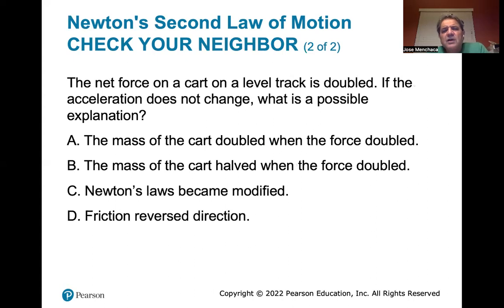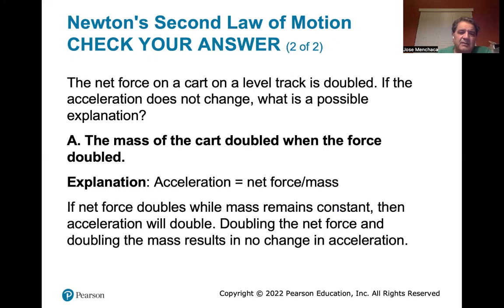Okay, the net force on the cart on a level track is doubled. If the acceleration does not change, what is a possible explanation? A: The mass of the cart doubled when the force doubled. B: The mass of the cart halved when the force doubled. C: Newton's laws become modified, but we know that's not going to happen. Newton's laws can't be modified. D: Friction reverses direction. Well, the only logical explanation is A, the mass of the cart doubled when the force doubled.